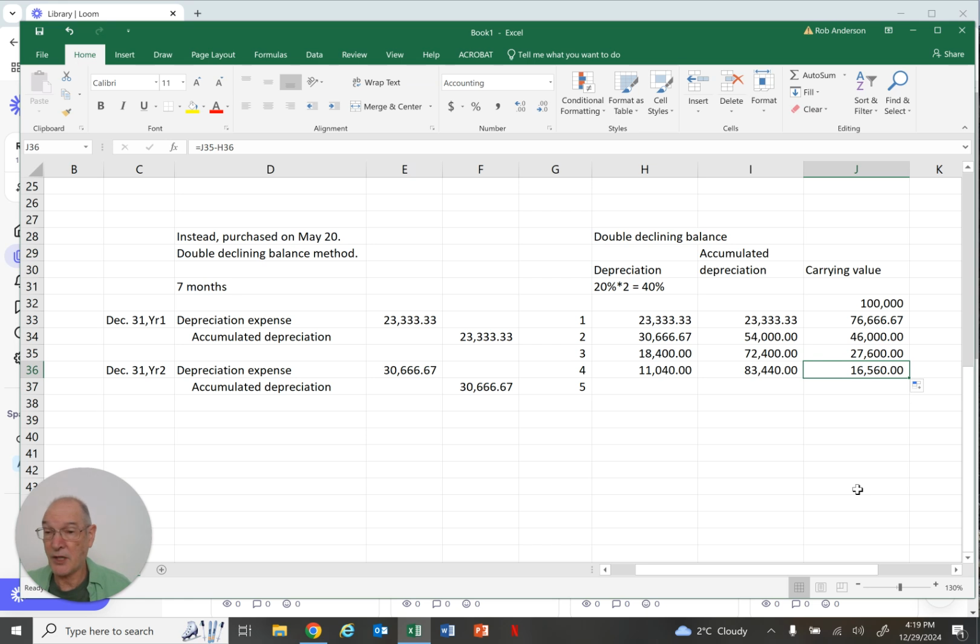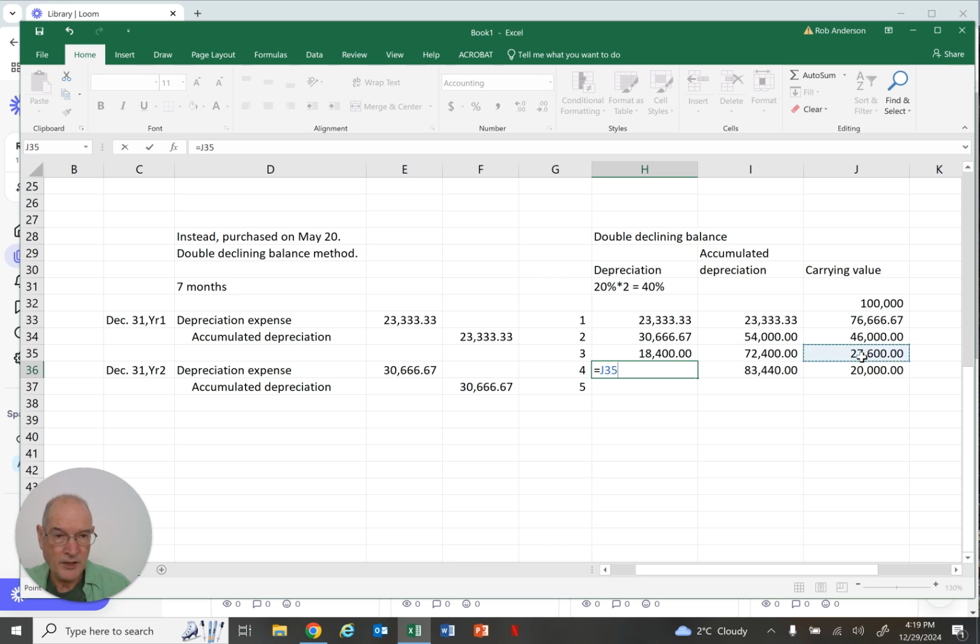So notice this is the same problem we had before. The bottom, or let's say the floor, is $20,000. So it can't go lower than 20,000. So I'm going to put in 20,000 here. And if I go from 27,600 to 20, then my yearly depreciation for year 4 is that previous carrying amount minus the 20, and that's my year 4 depreciation. And once again, year 5 is 0.